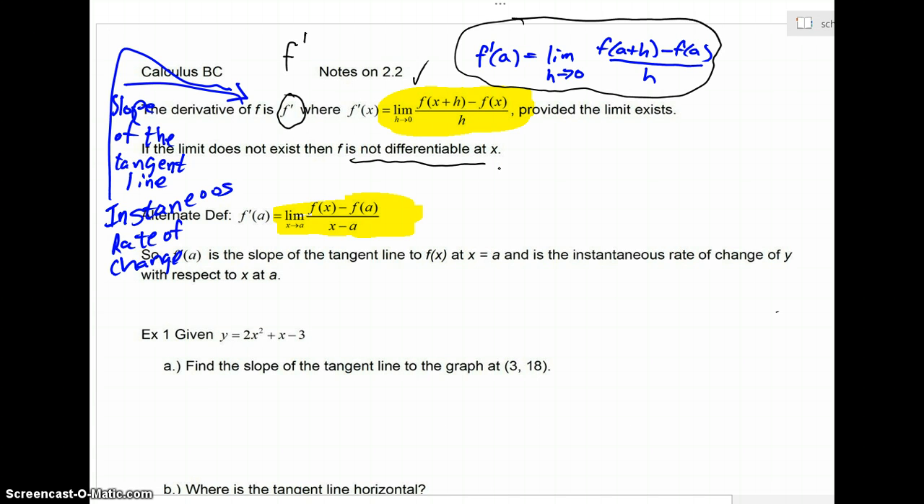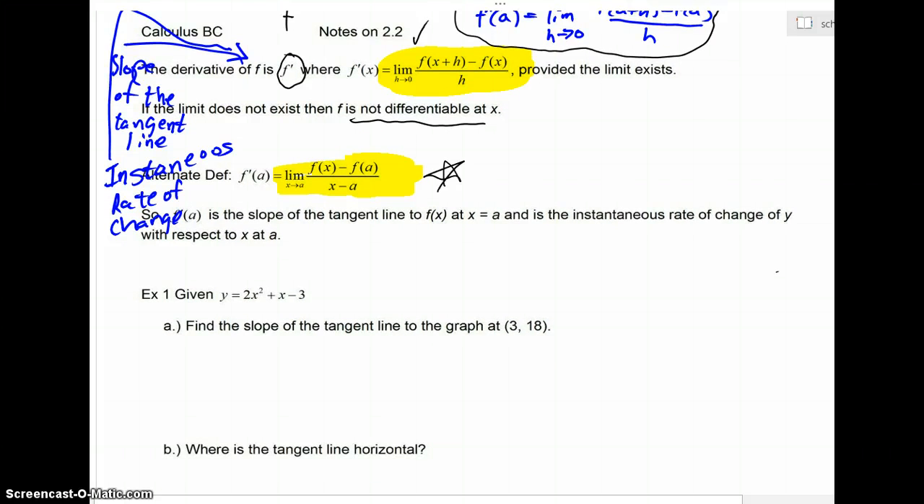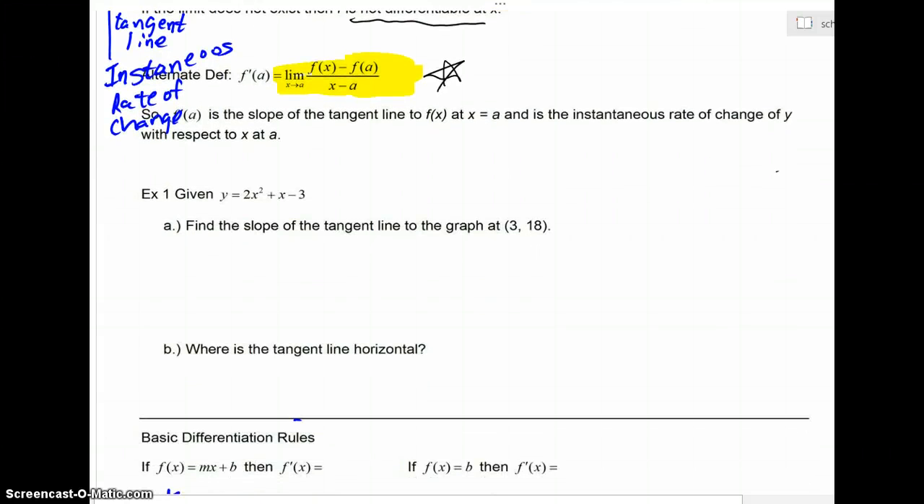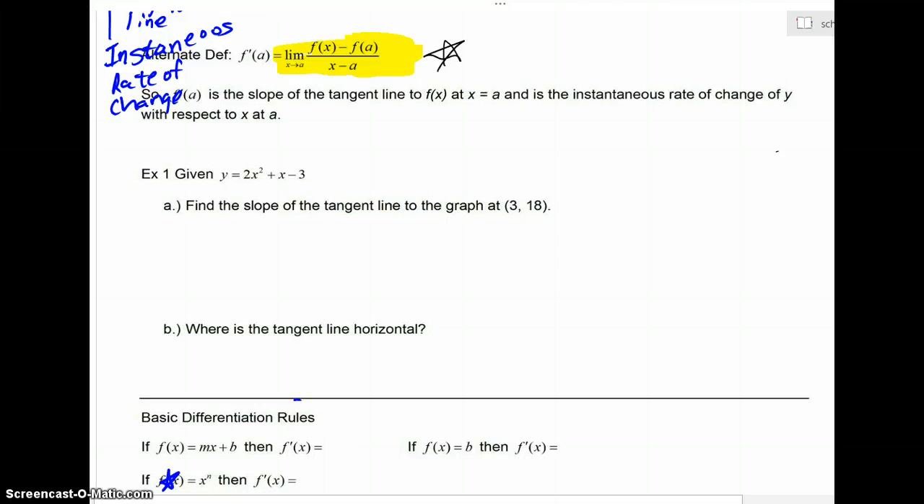if that's the case. The alternative definition, and actually this is our first definition that we used in the notes of 2.1, is that f prime of a was the limit as x approaches a of f of x minus f of a, all over x minus a. So the slope of this tangent line and the instantaneous rate of change is what we are finding. So let's go back. This is actually an older problem, example 1. And it says, given that you have this function, and you can think of this as f of x equals 2x squared plus x minus 3, let's find the slope of the tangent line at a particular point, 3, 18.